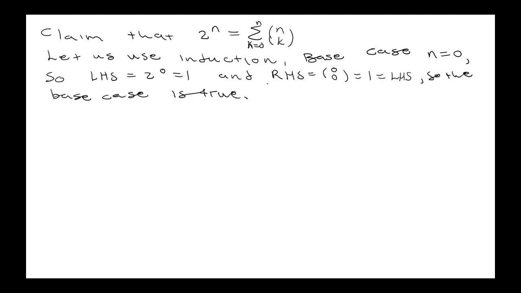Then now you recall how we used to do it, right? So you just assume that you have 2 to the m equals this, for some m equal or greater than 0. I can't use k because I already used k there.